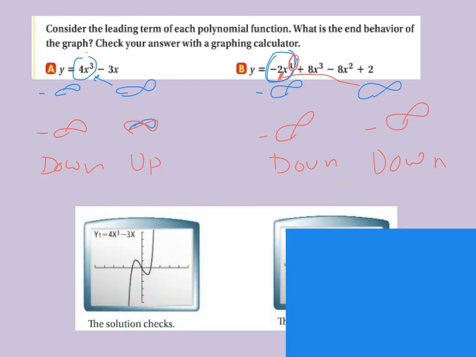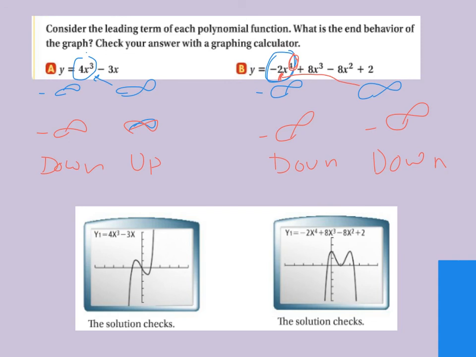So if you were to graph these, this is what it would look like. Now if you look at this first one, if I asked for the turning points, this would have 1, 2 turning points. And the second one, this has 1, 2, 3 turning points.